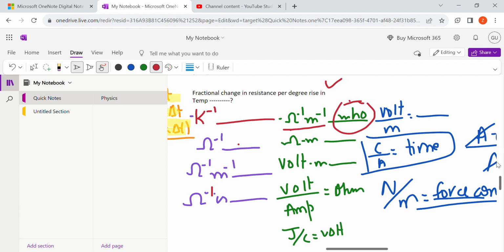Sorry. Then we were at ohm inverse meter inverse, which is mho. Then ohm meter is the unit of resistivity. Volt meter is the unit of electric flux. Volt per ampere is known as resistance, which we call ohm.